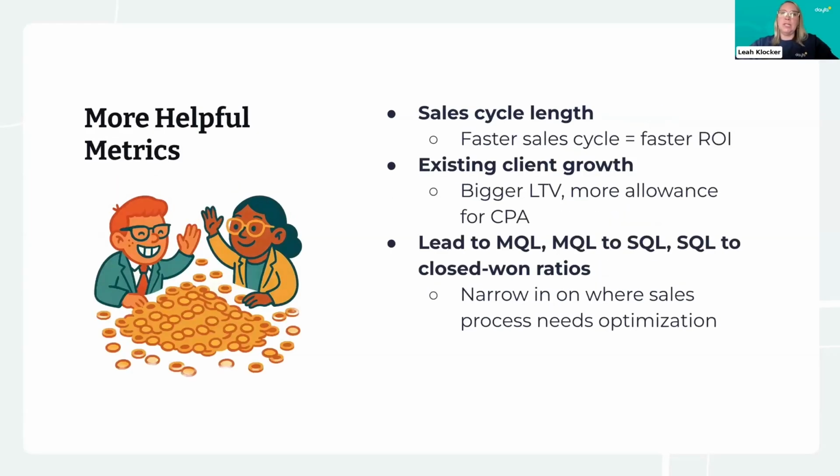So more helpful metrics in the process. These tell you where your sales process might be helping or hurting your results. So for your sales cycle length, a shorter sales cycle means quicker ROI. That doesn't always mean rush your deals, but if one campaign consistently closes faster, that gives you valuable insight. So for existing client growth, if your current customers are expanding through upsells, renewals, referrals, that increases the lifetime value, which gives you more room to tolerate a higher CPA for your marketing efforts. Not every lead has to be cheap in the long term if the return is strong.